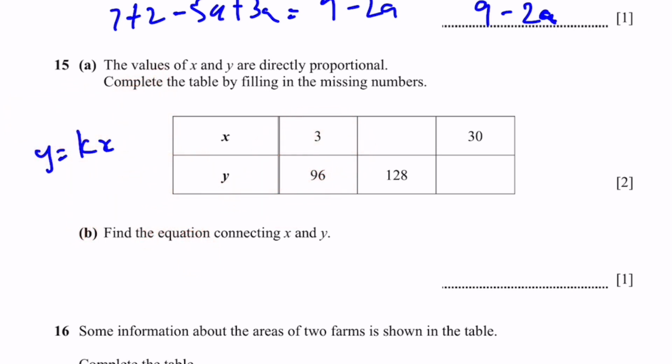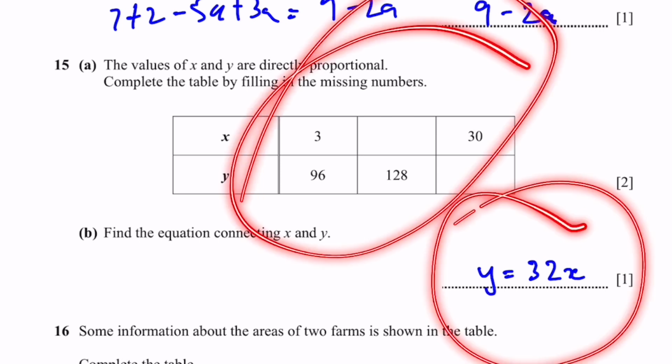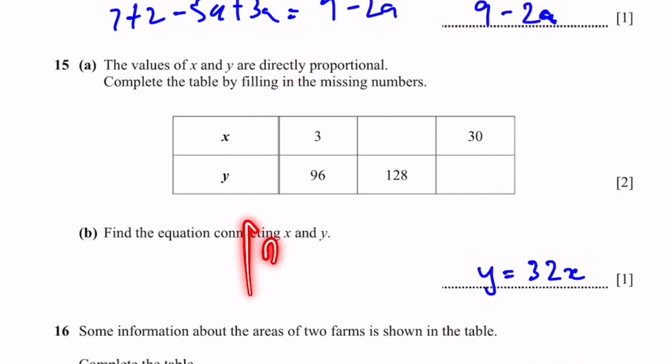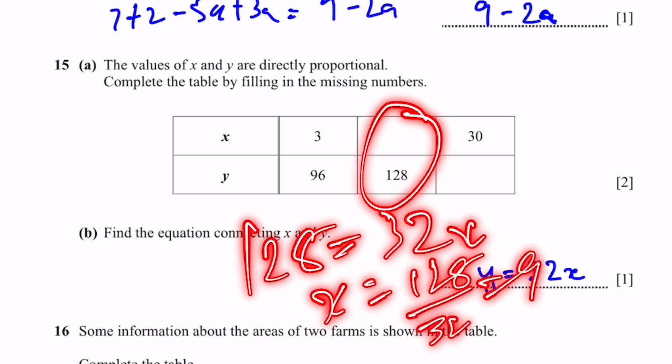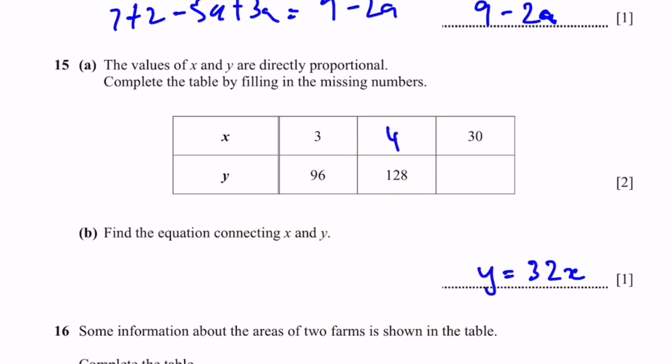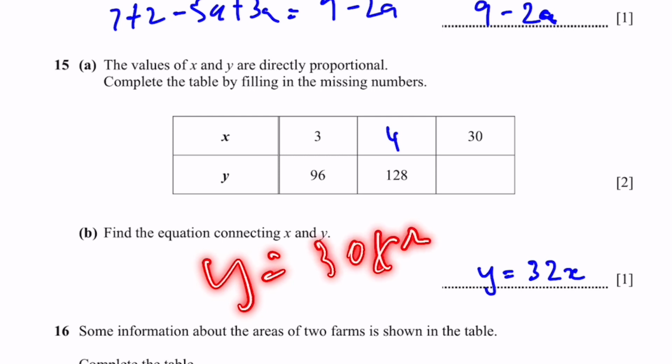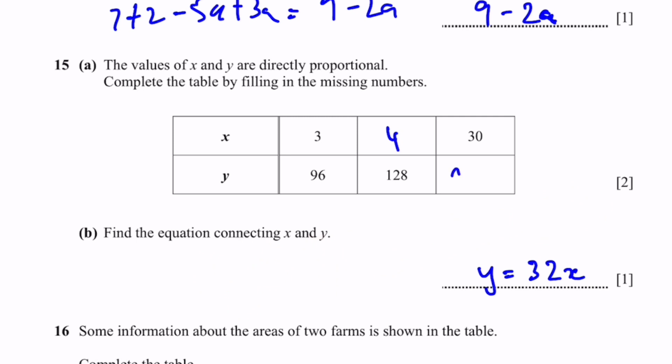So that means y is equal to 32x. And over here, we've actually found the answer for B. If you haven't noticed, find the equation connecting x and y. Y equals 32x. And with this, actually, it's much easier to find this one. That means 128 is equal to 32x for this one. That means x is equal to 128 by 32, 4. Now, y is equal to 30 into 32, which is equal to 960. That's the answer.